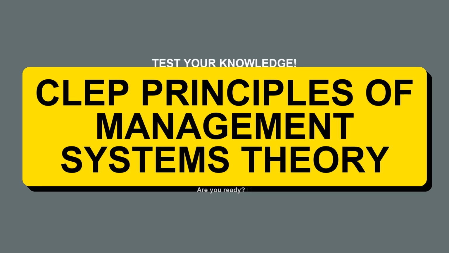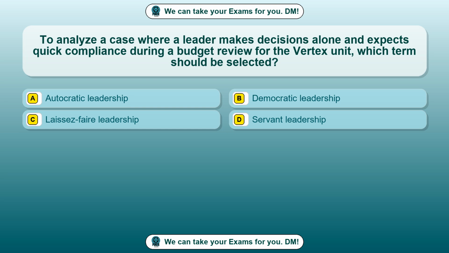CLEP Principles of Management Systems Theory. Question 1. To analyze a case where a leader makes decisions alone and expects quick compliance during a budget review for the Vertex unit, which term should be selected?